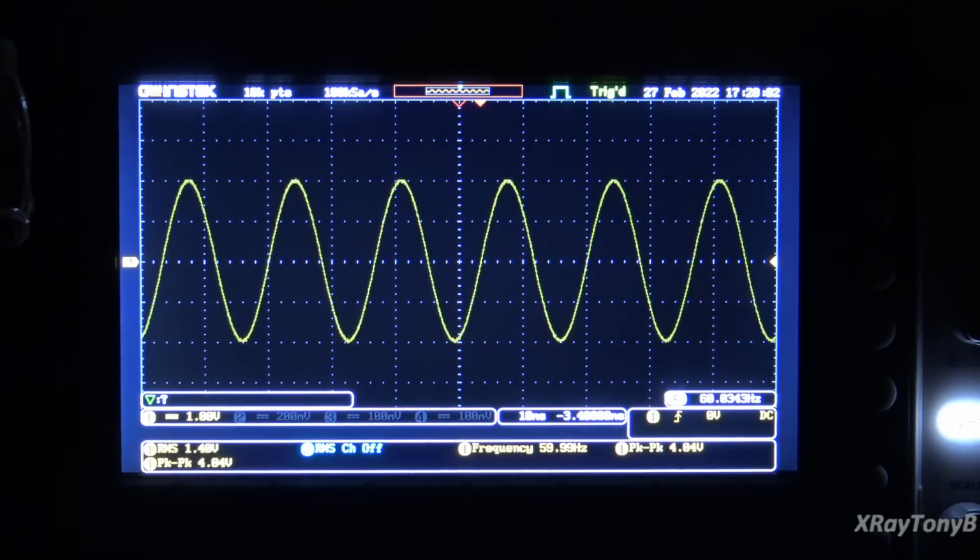So if I connect my Fluke meter, once again, my voltmeter, and I set it to AC volts, what do you think it's going to read? Is it going to read 2 volts, or is it going to read 4 volts? I'm going to leave this on here. I'm going to leave the scope connected. I'm going to turn the lights on.